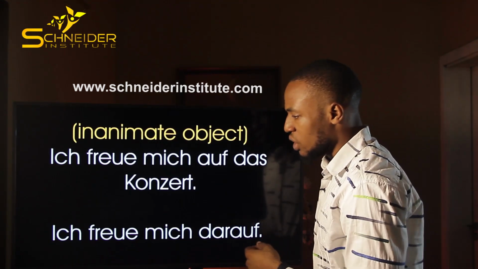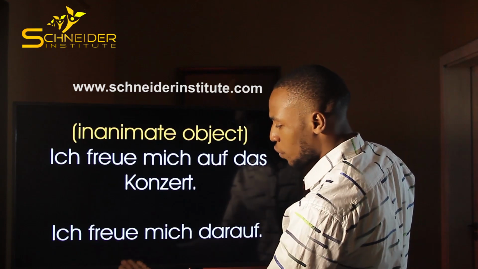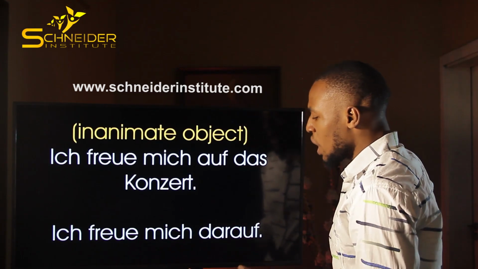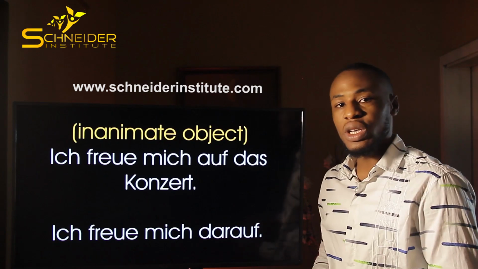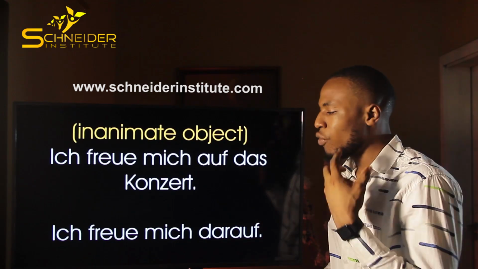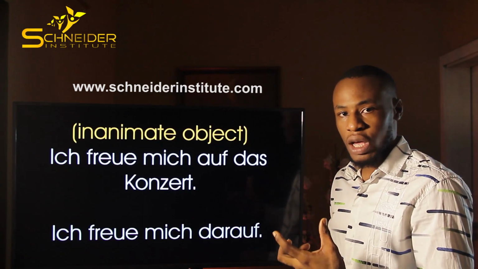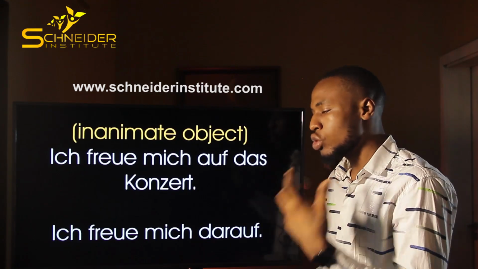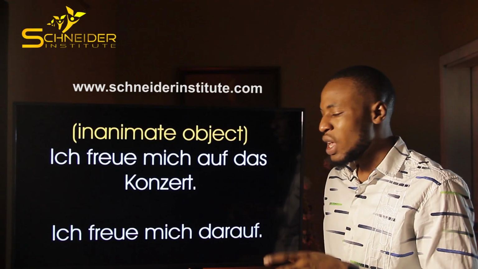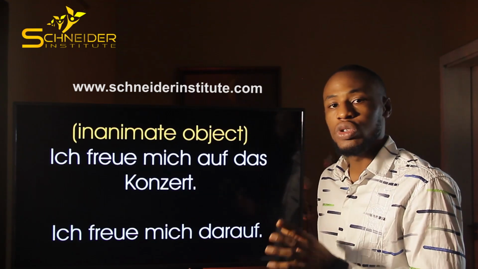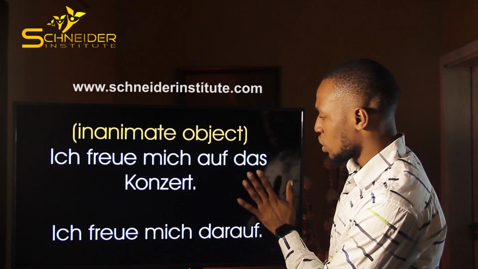Now, in this case, I can simply say, Ich freue mich darauf. The only time when I can introduce the da compound to a statement is when I've already made this statement beforehand and I want to avoid continuous repetition of the object of the sentence. That is when I can simply introduce the da compound, which is what I just did here.